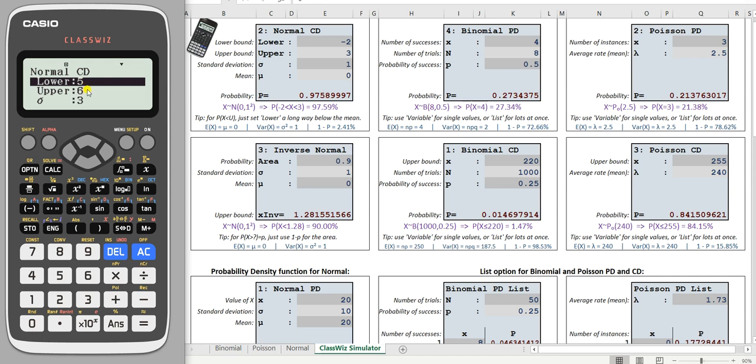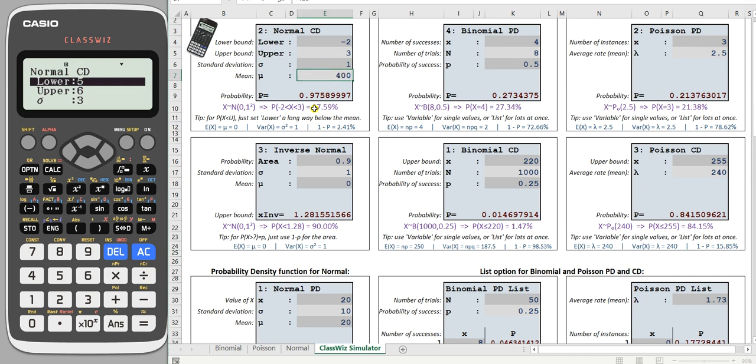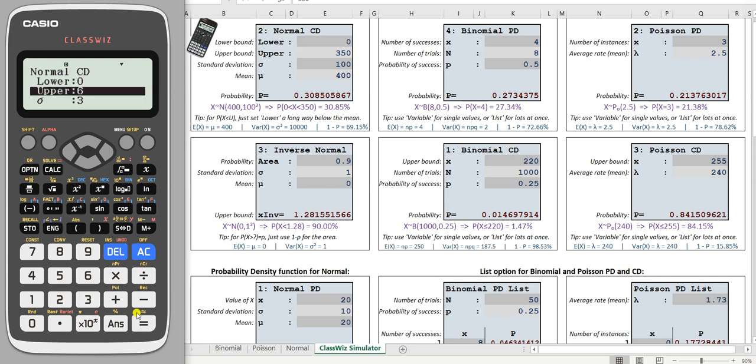So let's say, for instance, we're thinking about this scenario where we're looking at SAT scores in America, where the average is 400 and the standard deviation is 100, and we want to know the probability that someone has a score that is no greater than 350. We put that in as the upper bound, but for the lower bound we might use a number like 0. So on the calculator you put 0 for the lower bound, press equals, put 350 for your upper bound, press equals, and then we'll need 100 for the standard deviation, 400 for the mean.